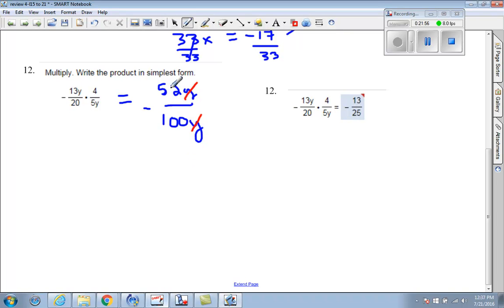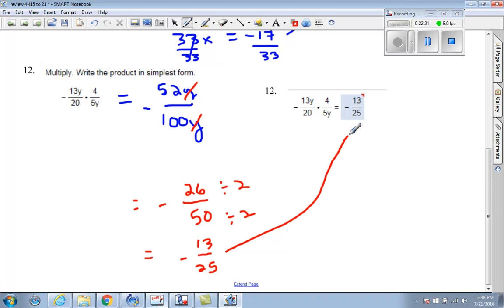And 52 over 100, you want to think about reducing that. Now you might at first just say, oh, I'm going to divide by 2. That would bring you to 26 over 50, but then you've got to take that down even. Try it again. Divide that by 2. Divide by 2, divide by 2. That'll take you down to 13 over 25, which is the answer. The big thing is when you're multiplying, you travel straight across and then reduce.